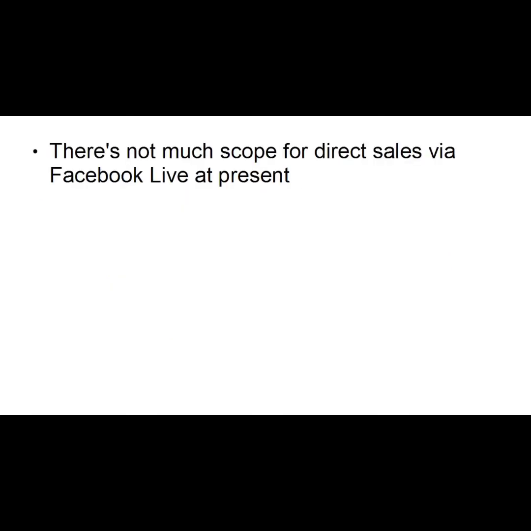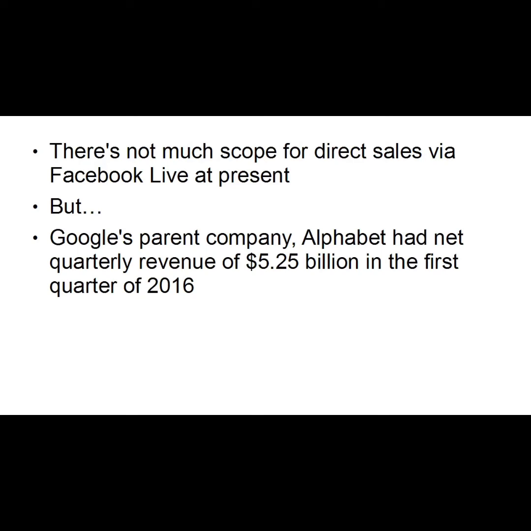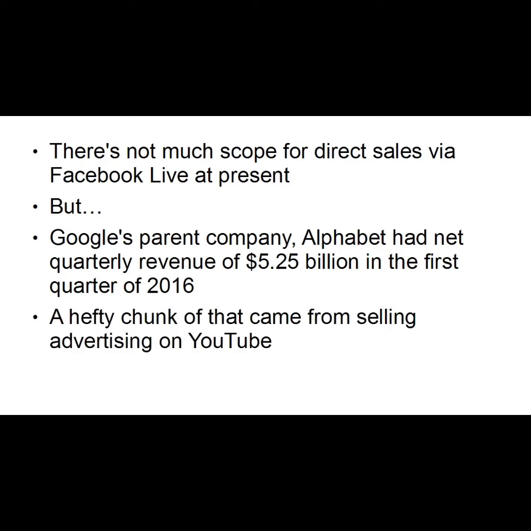Now, there's not much scope for direct sales via Facebook Live at present, but let's take a slightly different view here. Gaze into your marketing crystal ball for a moment and just have a think here. Now, Google's parent company, Alphabet, had net quarterly revenue of $5.25 billion in the first quarter of 2016. A hefty chunk of that came from selling advertising on YouTube and YouTube videos. Well, you can see where this is heading, can't you?